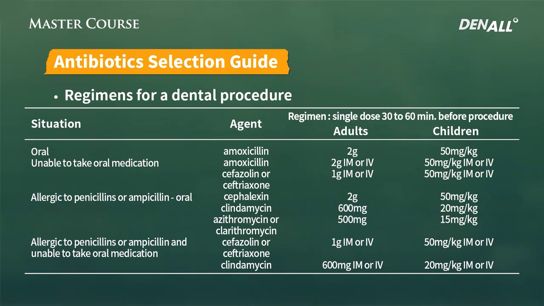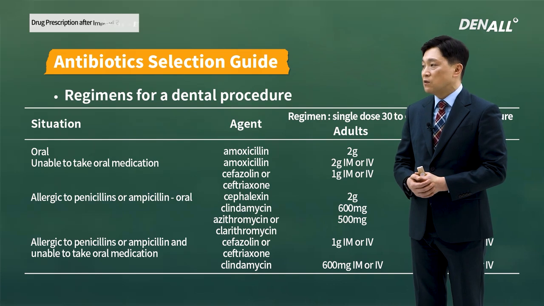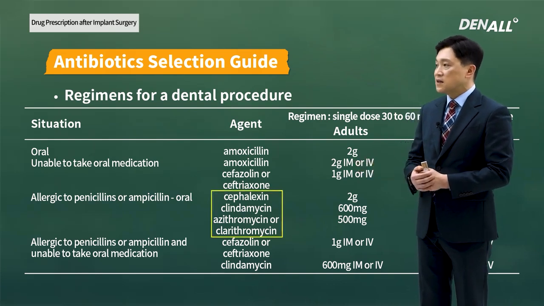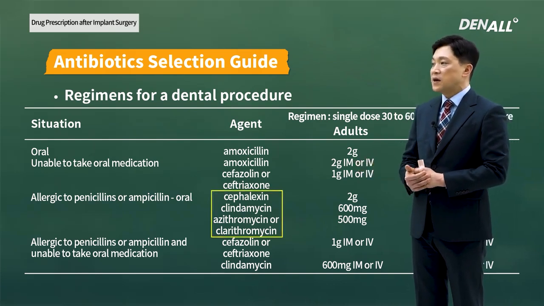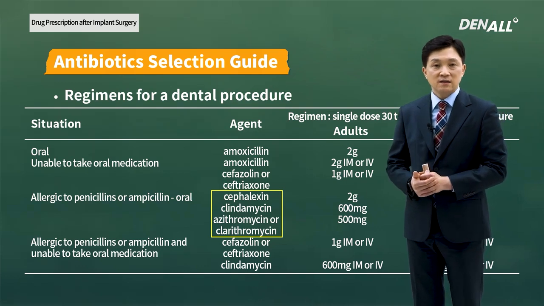According to this guideline, 30 to 60 minutes before surgery, amoxicillin 2 grams administration is recommended just one time. For a patient allergic to amoxicillin, other drugs like cephalexin, clindamycin, erythromycin, or clarithromycin can be prescribed.